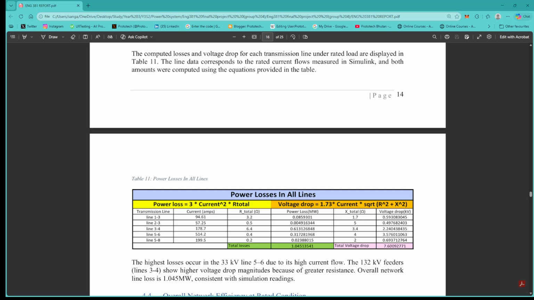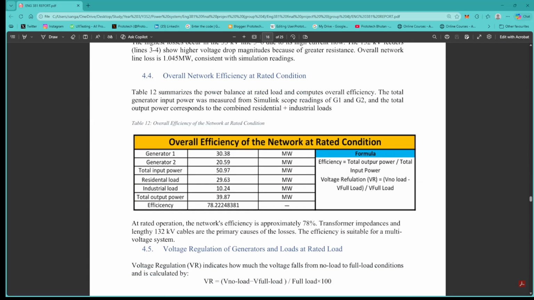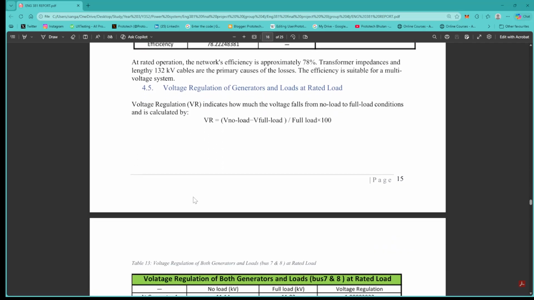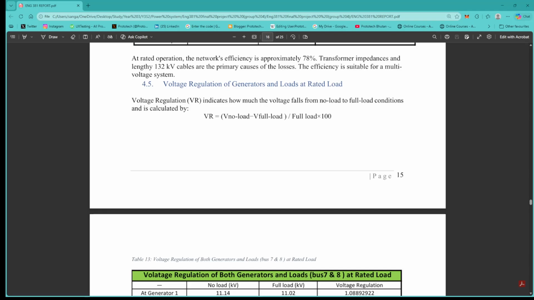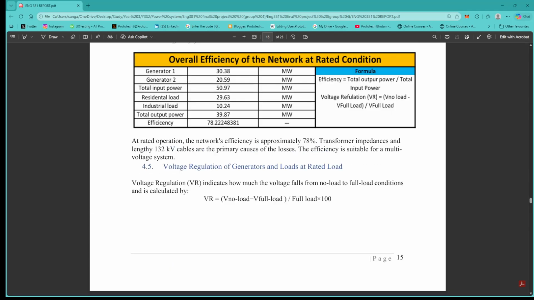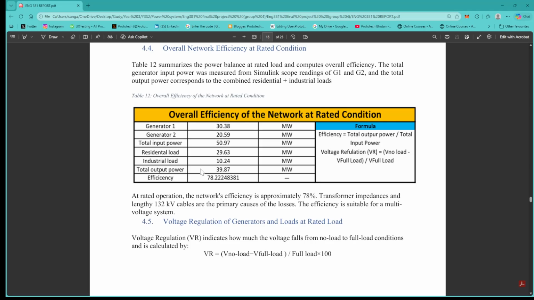Then we calculated the overall network efficiency, which came around 78%. We calculated the voltage regulation. The overall network efficiency is reasonable for multi-voltage systems with long transmission distance and multiple transformers.